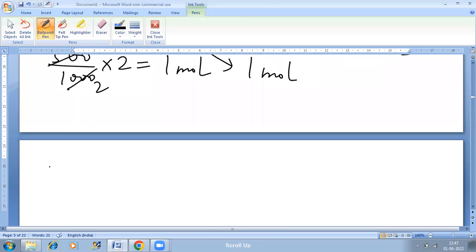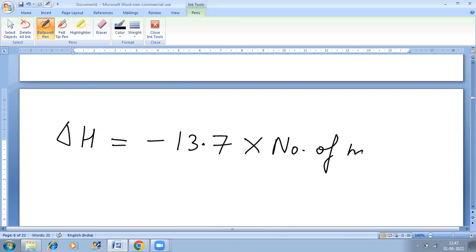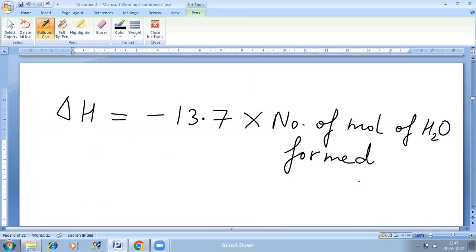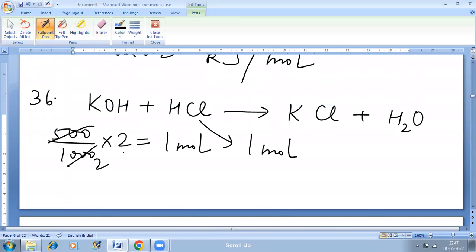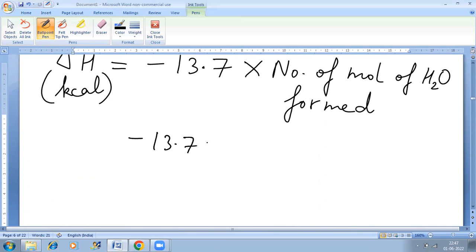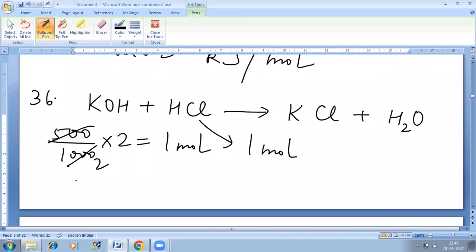Now we know that the enthalpy of neutralization for a reaction between a strong acid and a strong base is given in this manner. That is delta H is equal to minus 13.7 into number of moles of water formed. Now, this formula is applicable only if both acid as well as base are strong, and the unit for delta H in this case is kilocalorie. How many moles of water have been formed? 1 mole of water has been formed here. So minus 13.7 kilocalorie is the value of delta H in case 1. What is case 1? Case 1 is the situation in which I have taken 1 mole of KOH and 1 mole of HCl.